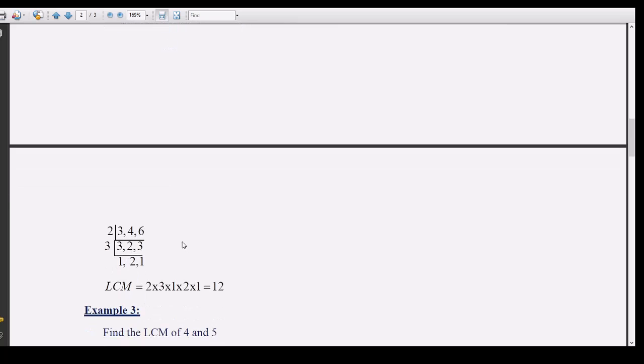Now we can find the LCM using the second method. 3, 4 and 6. You find the factors. First you go by 2. 2 you cannot divide 3, therefore you keep 3. 2 divides 4, so you go with 2. 2 2s are 4. 2 3s are 6. Now next you go with 3. 3 1s are 3. 2 with 3 you cannot divide, therefore you keep 2 as it is. 3 1s are 3. Then what should be the LCM?